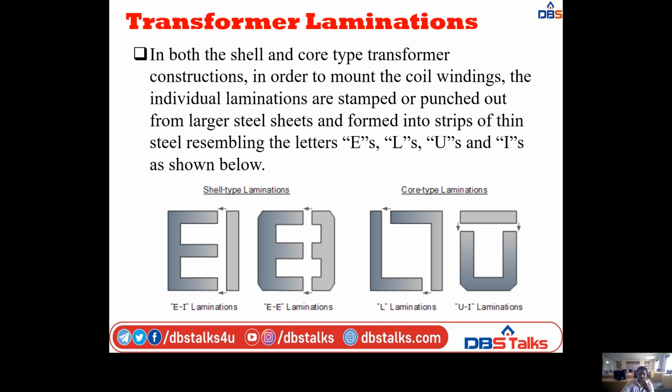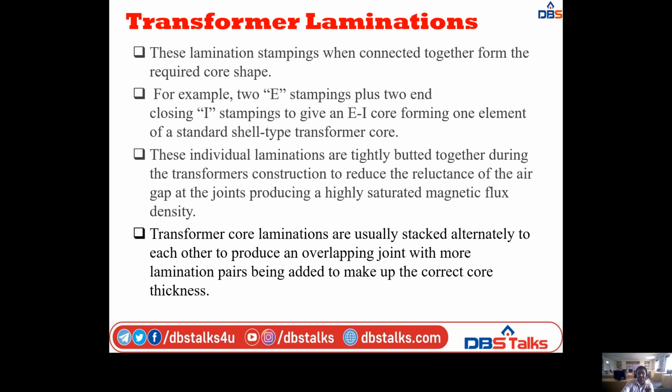These lamination stampings, when connected together, form the required core shape, that means E, I, or L, U. For example, if we take two E stampings plus two end closing I stampings, we get an E-I core forming one element of a standard shell type transformer core. To explain this, I have taken one example that consists of two E shaped stampings plus two end closing I shaped stampings, end closing meaning the last one, to give an E-I core forming one element of a standard shell type.